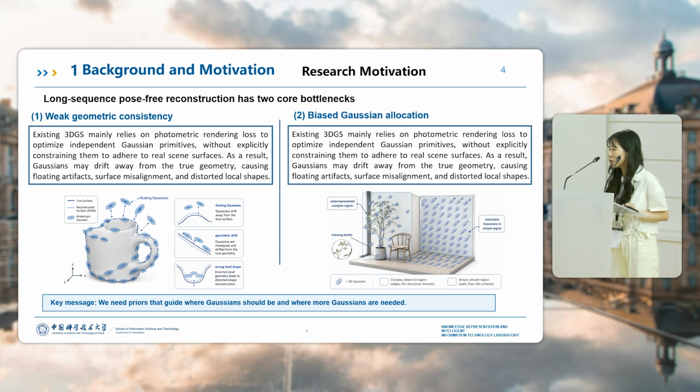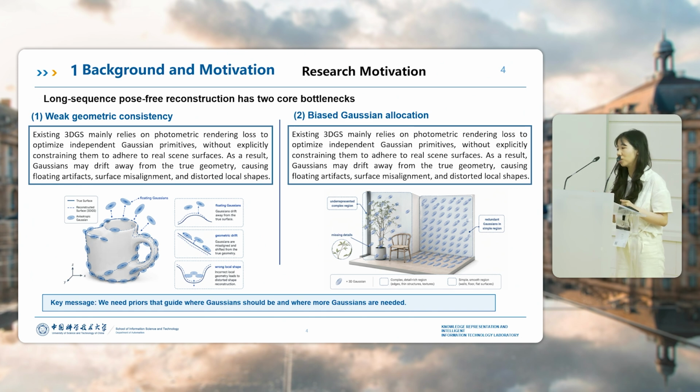Long-sequence pose-free reconstruction has 2 major bottlenecks. The first one is weak geometric consistency. Existing methods mainly rely on photometric rendering loss. However, photometric supervision only indirectly constrains the 3D structure. As a result, Gaussian primitives may drift away from the real surface, leading to floating artifacts, surface misalignment, and local shape distortion.